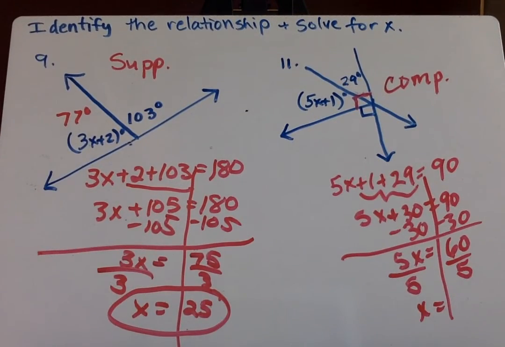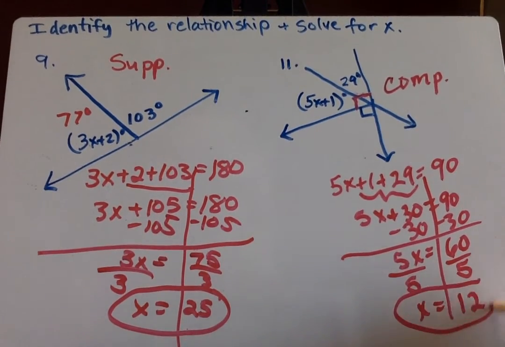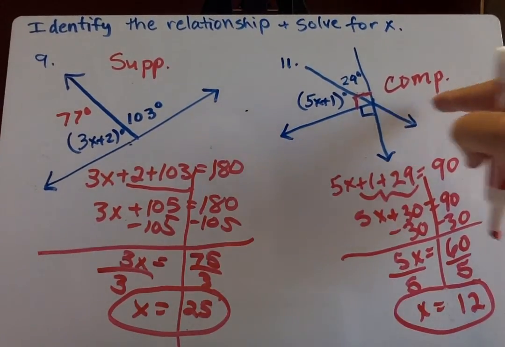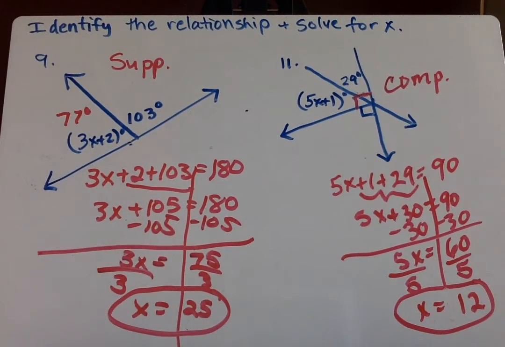Okay, you may need to pause the video for this. Do you know what 60 divided by 5 is? 12. I'm going to go ahead and erase this right here. Again, complementary, and x equals 12.